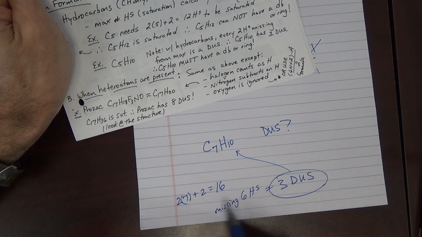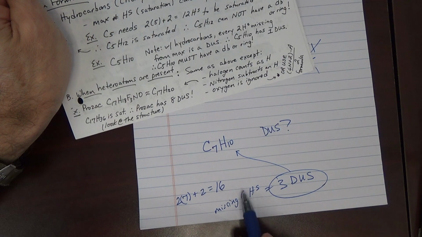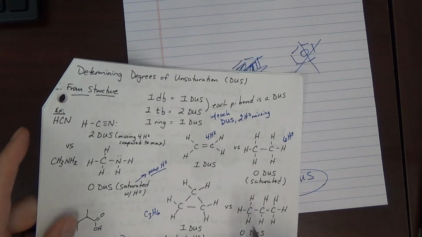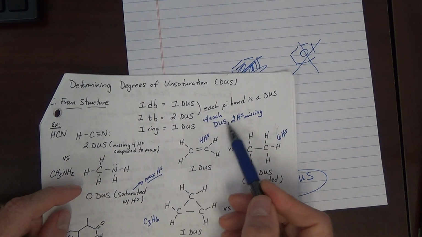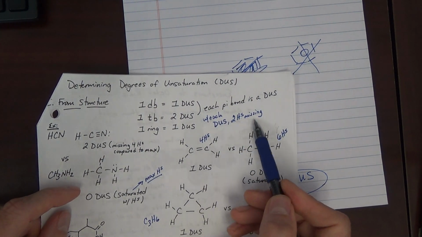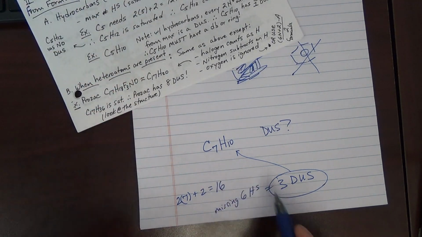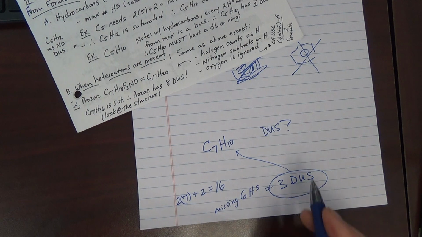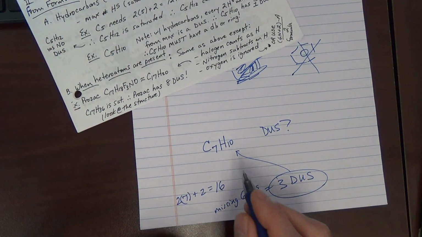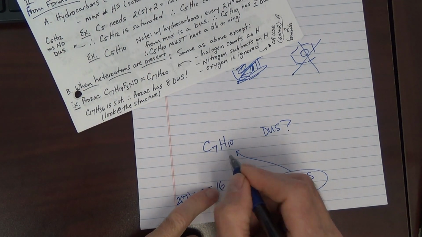All right, missing 6 H's. For every 2 H's you're missing, that's 1 DUS. Up here we said for every DUS, that's 2 H's missing. We just said it in reverse. 3 DUS. So we know something about this potential compound.